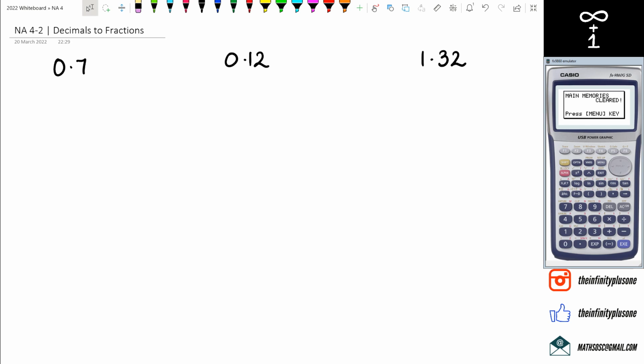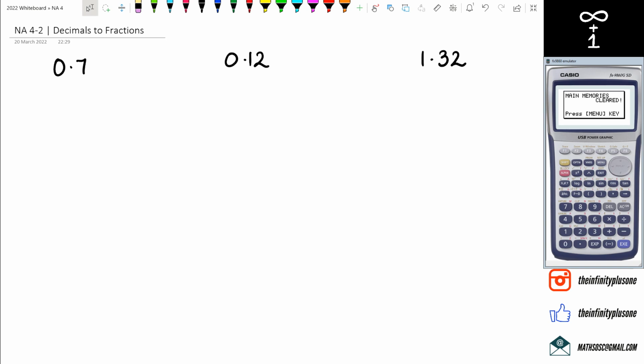Hey guys, in this session we're going to be looking at decimals to fractions. I am going to go through a little bit of explanation as to why we do some of the things, and I'm also going to show you guys the shortcut first. As always, I'm going to start with the shortcut, and then I'm going to give you guys a bit of a detailed look at how it actually works.